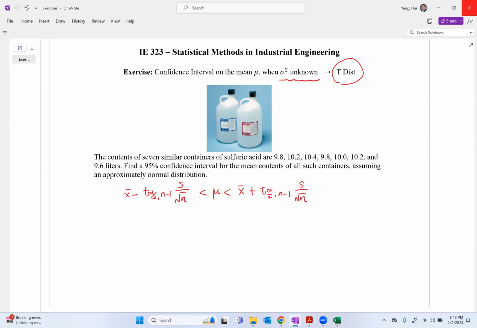Now, in this case, we need to find out t alpha over 2, n minus 1, x bar, s and n. So what is n? n is the sample size. Sample size is 7 containers, so n equals 7. We need to compute s from this sample data, and alpha over 2, because it's 95%.